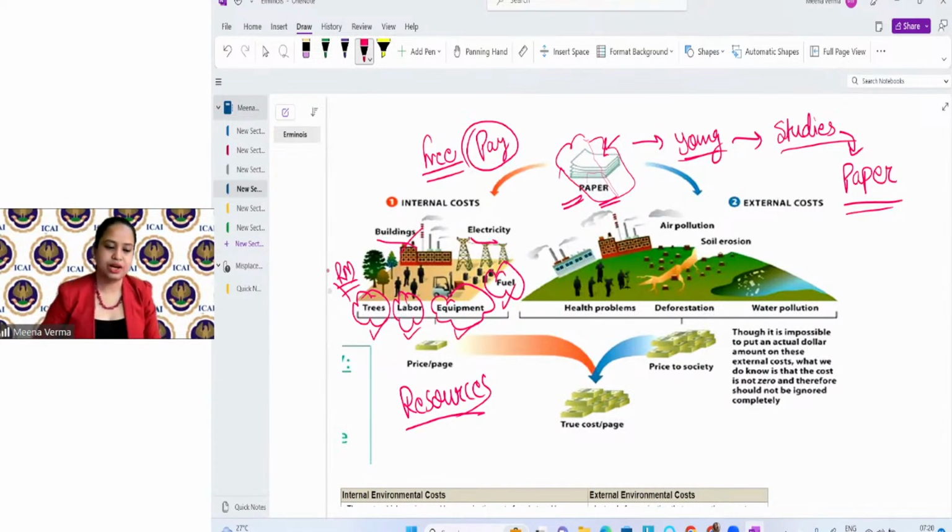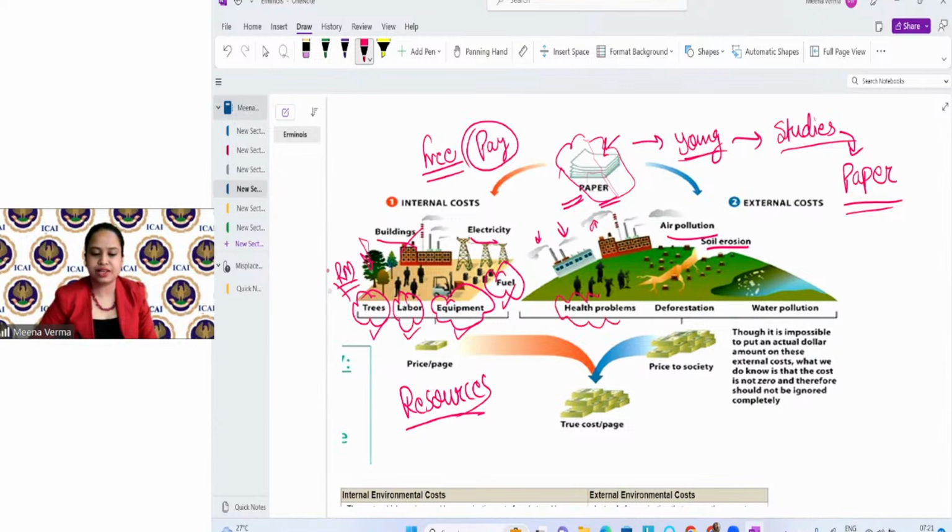Now think about it the other way. When we cut the trees, what happened? When we cut down all the trees, it will result in what? Soil erosion. It will result in what? Air pollution. Right? And when we are using the factory, and when we are preparing the papers using the tree, what will happen? It will release or emit some air pollutions.